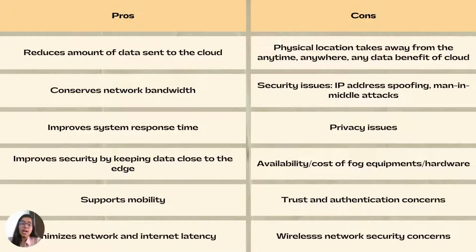Moving further, discussing the pros and cons of fog computing. First, let's consider the pros. It reduces the amount of data sent to the cloud because it keeps some of the data at the edge and some in the cloud. So the load on the cloud is reduced. It conserves network bandwidth. It improves system response time. Of course, as we have already discussed, the latency gets reduced.